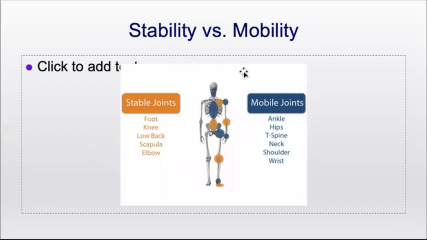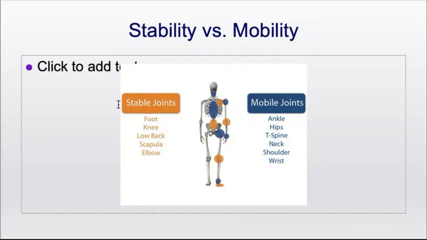I have a bit of a love and hate relationship with images like this. This attempts to indicate areas that need to be stable versus mobile. Okay, now one of my biggest pet peeves is it says stable joints and then it just names areas: foot, low back, scapula. Those aren't really joints, but you get the idea.